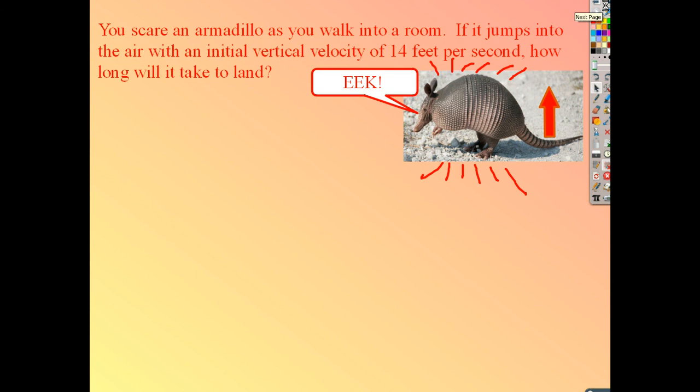Well, let's do this. Let's say you have an armadillo in a room, and as you walk into it, you scare it. As most things do when they get startled, they jump up in the air, and so this thing jumps up in the air with a velocity of 14 feet per second. What we want to do here is see how long it will take for the armadillo to land. So we're going to use our vertical motion model here. I have it written here: h is equal to negative 16t squared plus vt plus s. And I think I actually misspoke earlier when I was talking about h. h is actually not the highest point.